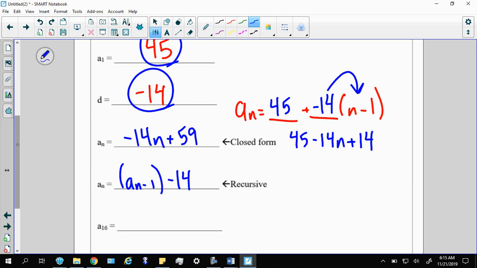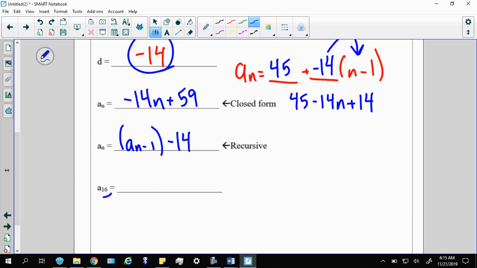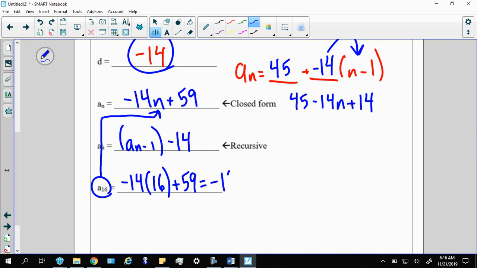Now the last question of the section is to find A of 16. This is super easy, guys, because you already have your closed form formula. All you have to do is take 16 and plug it in for n. So negative 14 times 16 plus 59. Do the math, and your answer is negative 165. That would be the 16th term of your sequence.